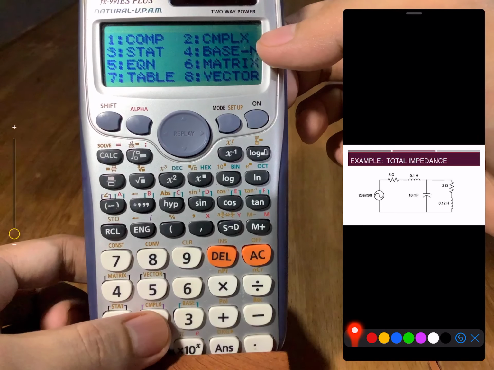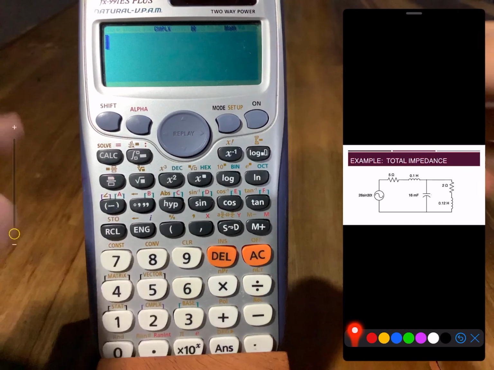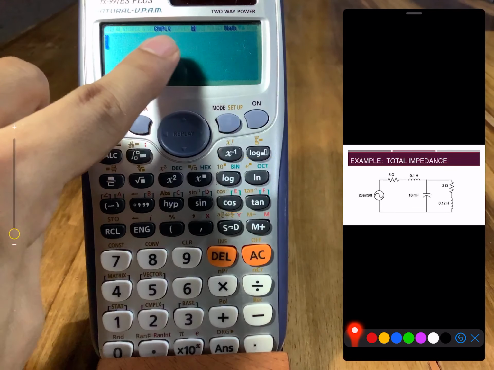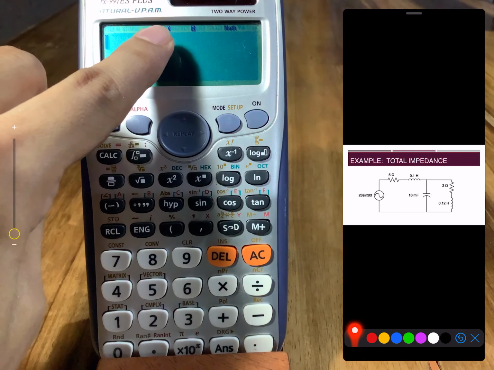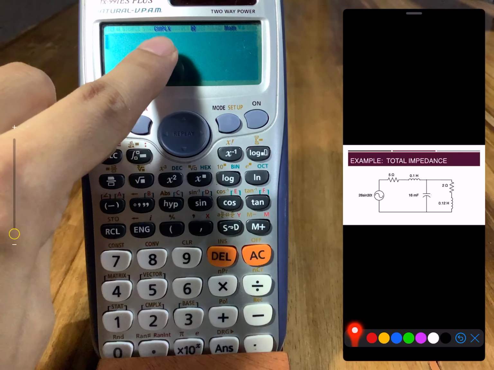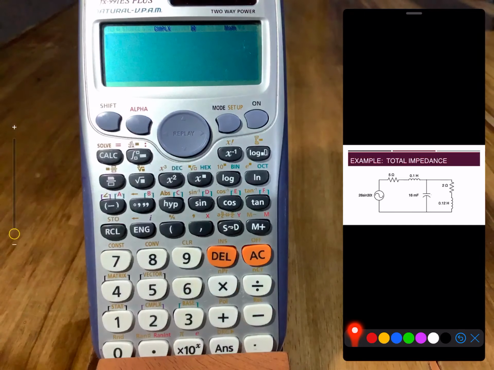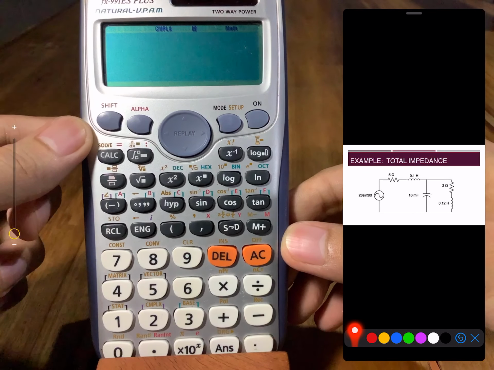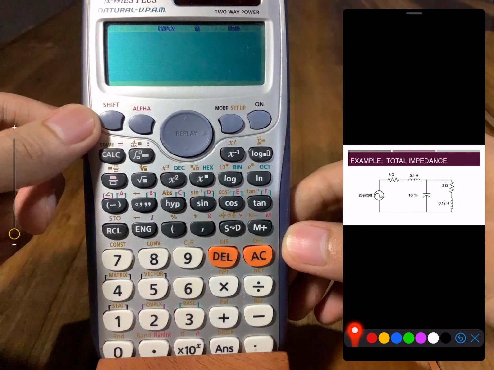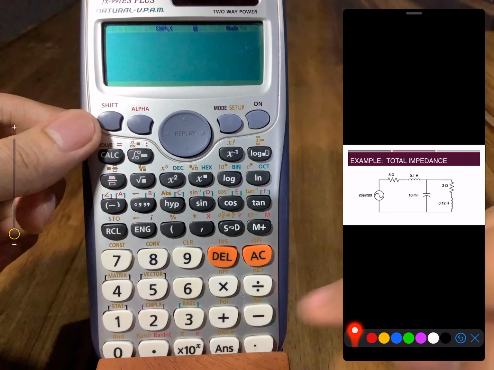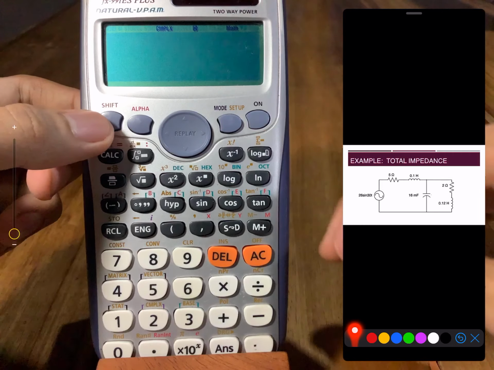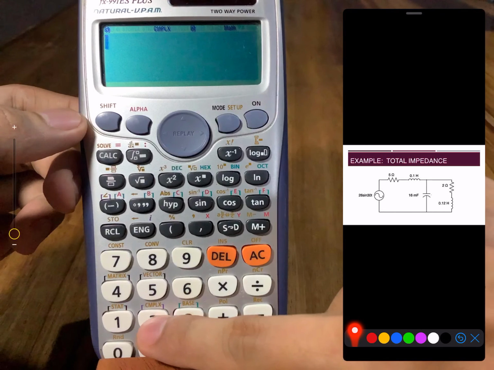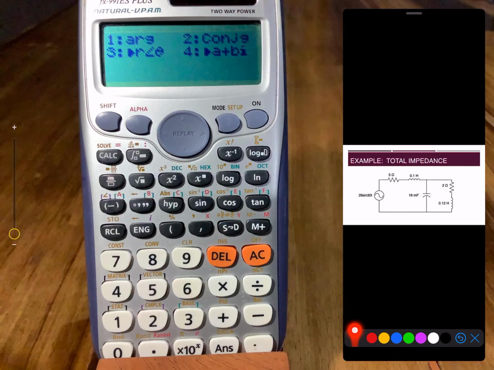and we can see 2 for the complex mode of the calculator, and we can verify in this calculator that we are already in the complex mode. Okay? And in order to see the different functions under this complex number, we press shift and then 2 for the complex functions.